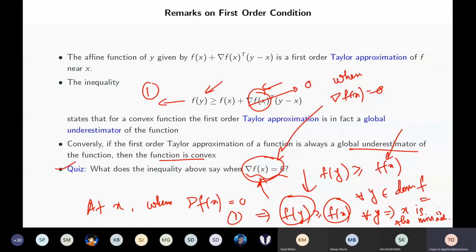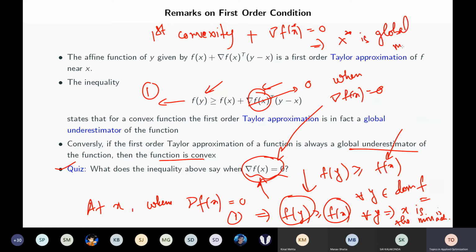So what this is saying is first order convexity plus grad f at some x star equal to 0 implies x star is a global minima. It is easy to see because we have just proved this. So first order convexity plus the gradient vanishing at some x star gives you the global minimum. That is what we take from here.